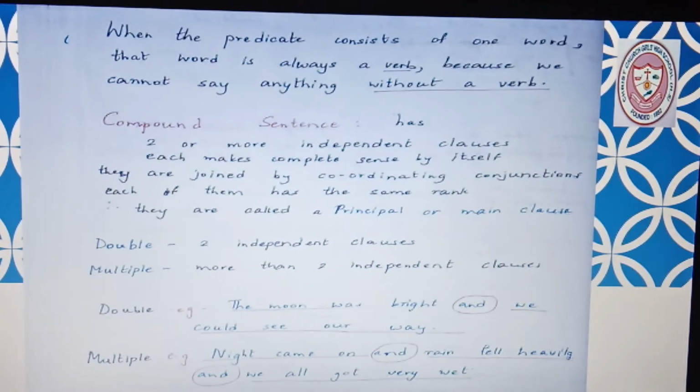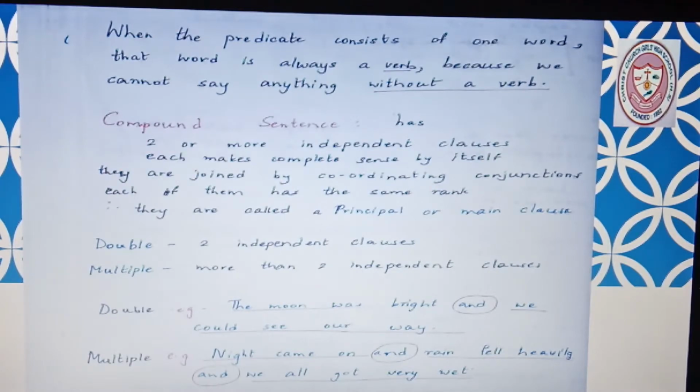These clauses, if they are separated and placed individually, will make complete sense. They are not dependent on another clause for their meaning. It has complete meaning by itself, so it is not dependent on any other clause. That's why it is an independent clause. Each makes complete sense by itself.